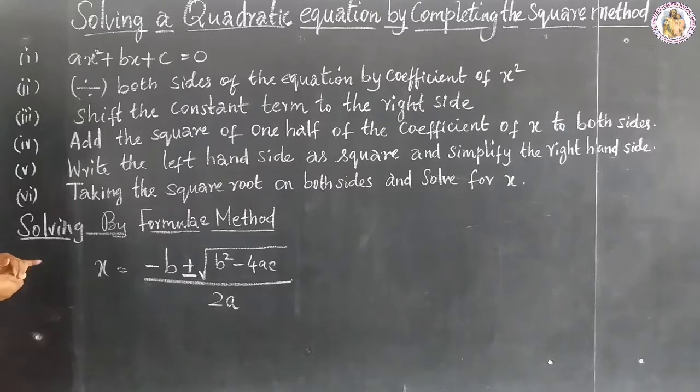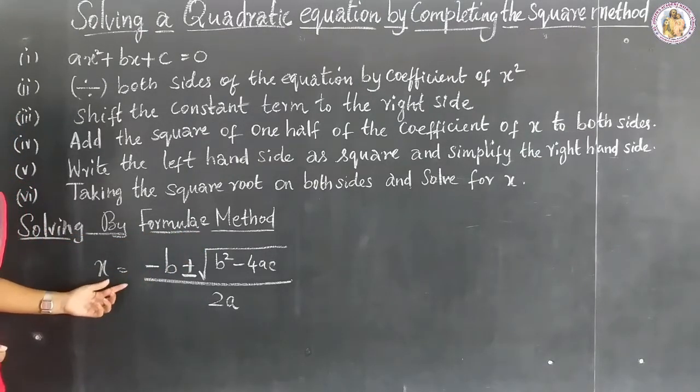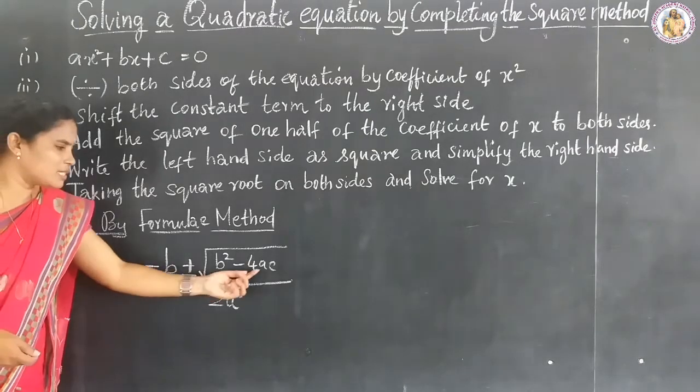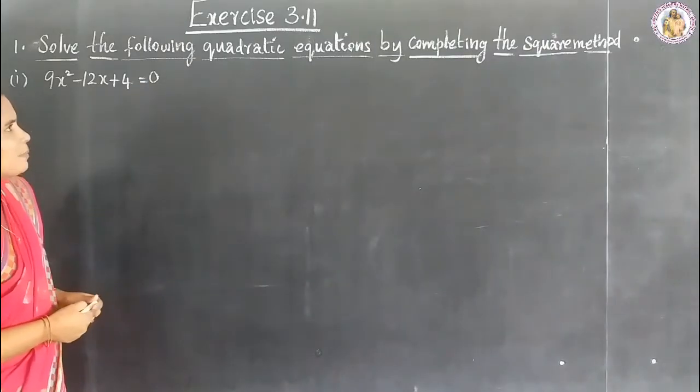And we have one more method, solving by the formula method. It's very simple. x is equal to minus b plus or minus square root of b square minus 4ac, divided by 2a. Now let us move on to exercise 3.11.